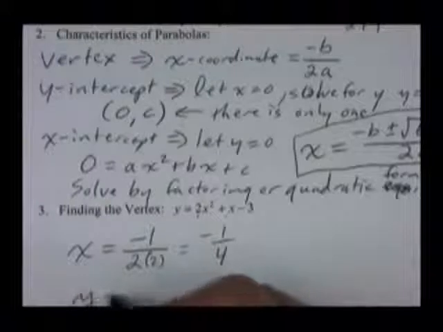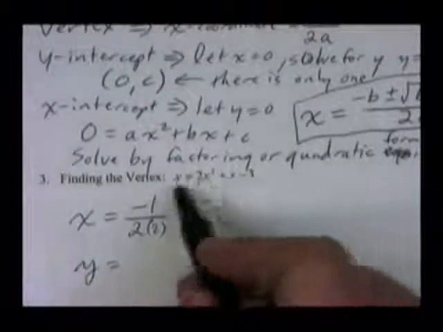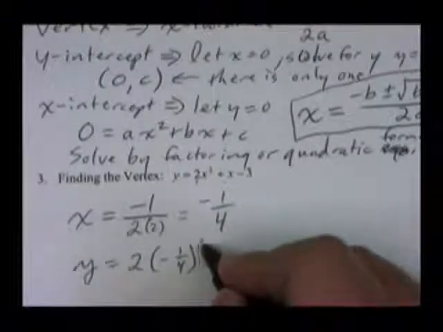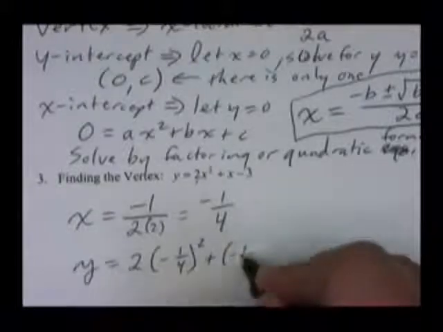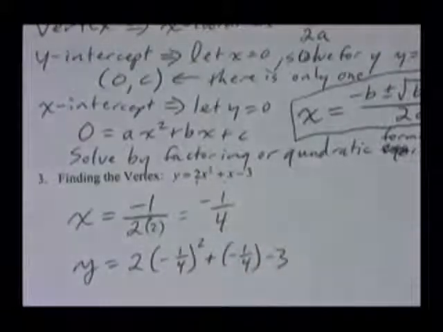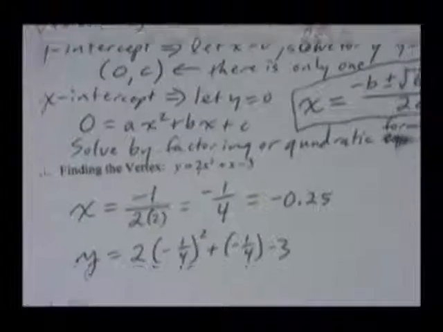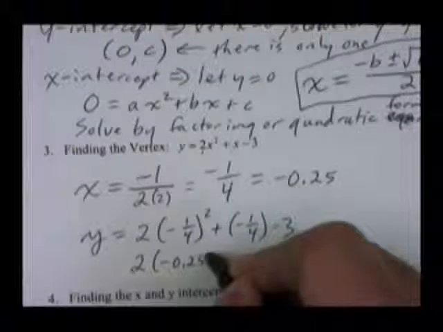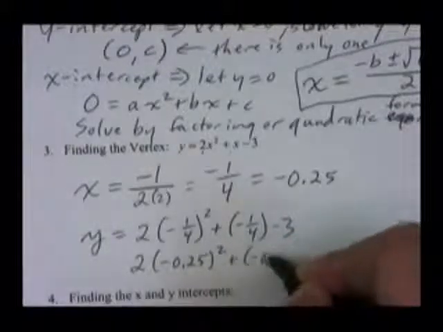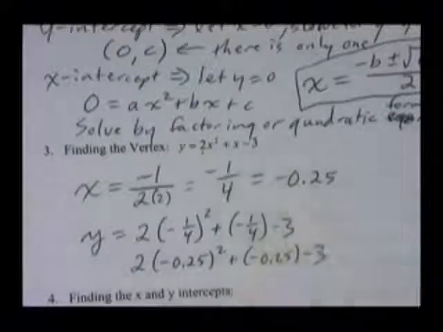Now we need to find our y-coordinate. What I'm going to do to find that is plug this value in for x everywhere and solve for y. So I get 2 times negative 1/4 squared plus negative 1/4 minus 3. And it might be easier if I do that in decimals, because then we can use the calculator. So I'm going to turn that into negative 0.25: 2 times negative 0.25 squared plus negative 0.25 minus 3.